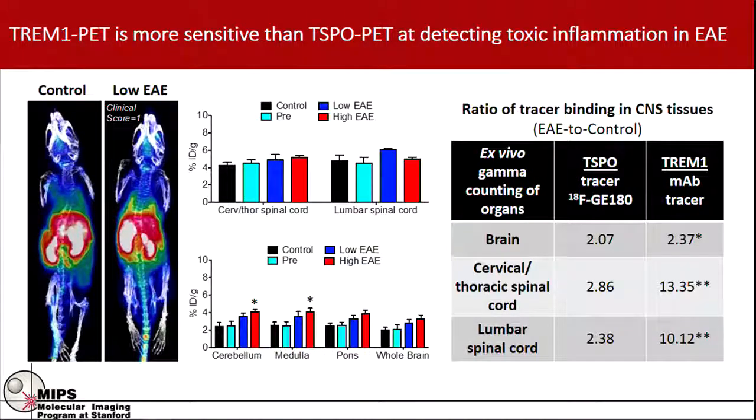Then if we compare directly the ex vivo gamma counting of the tissues, so looking at the ratio of EAE to control, the fold differences for TSPO are around 2. But for TREM1, they're greater than 2 in brain and greater than 10 in the spinal cord. So that, to me, was really exciting. But I think we could be imaging very different things here too. I think TSPO is more on the microglial or glial activation, whereas this is more the peripheral infiltrating cells.